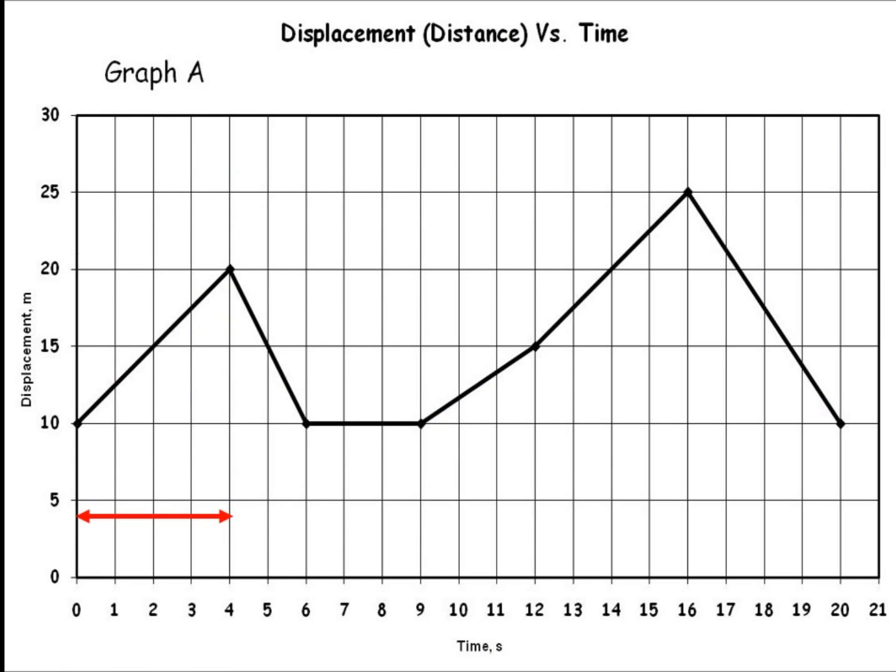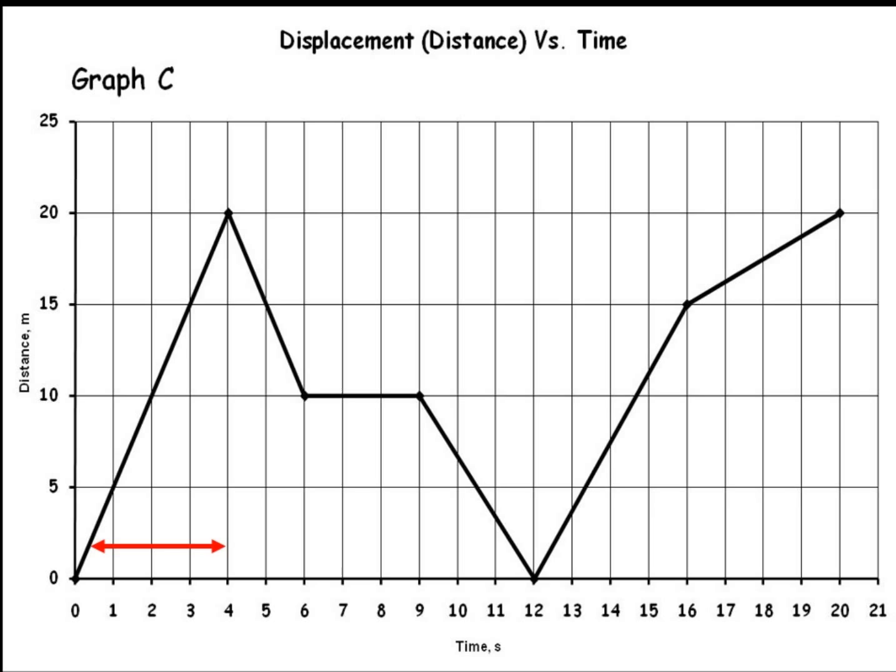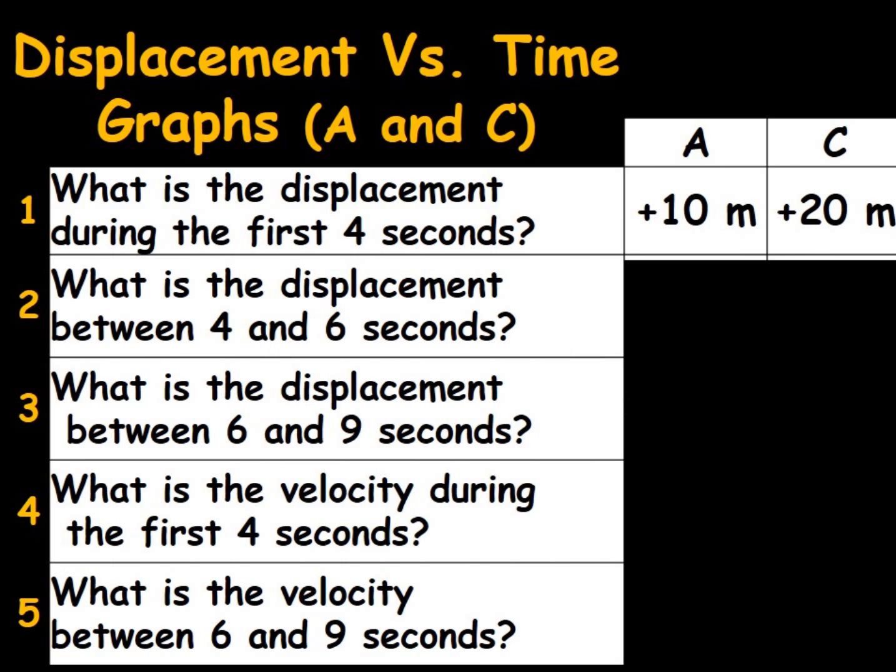What is the displacement during the first 4 seconds? Well, you can see here in the first 4 seconds, you're going to go from 10 to 20, so your displacement is plus 10. Remember that, plus 10. The next one, you're going from 0 to 4. You're going from 0 to 20, so it's going to be plus 20. So here you have plus 10 and plus 20 as the answers to the first question for A and C.